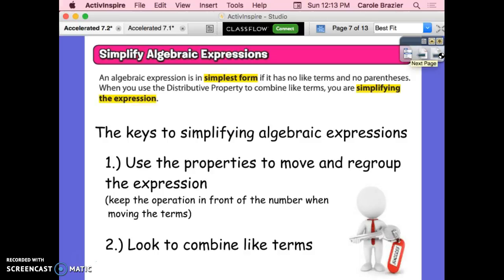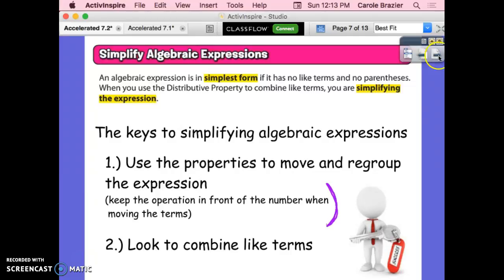So using this, I've been having you guys combine like terms, so this next section is going to actually be pretty simple for you guys. The biggest thing is you guys need to keep the operation in front of the number when moving the terms. So just remember that that addition or subtraction sign stays in front. And then besides that, you're just going to be adding or subtracting. We won't be multiplying and dividing today.